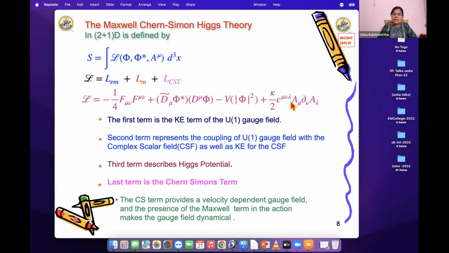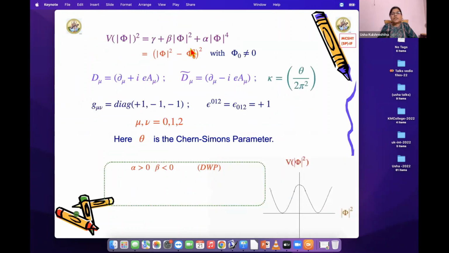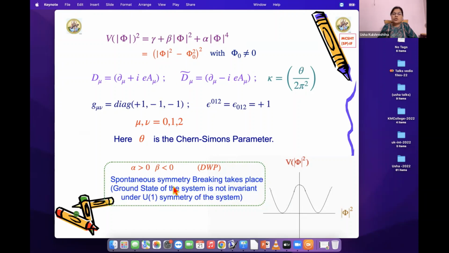And this Chern-Simons term provides a velocity-dependent gauge field. And the presence of this Maxwell term in the action makes the gauge field dynamical. And we take the following form of the Higgs potential, and we choose the parameters of the potential in such a fashion that the potential remains a double well potential, so that spontaneous symmetry breaking takes place. That is, the ground state of the system is not invariant under the U(1) symmetry of the system. Also, we can write this in this form where phi 0 is not equal to 0.